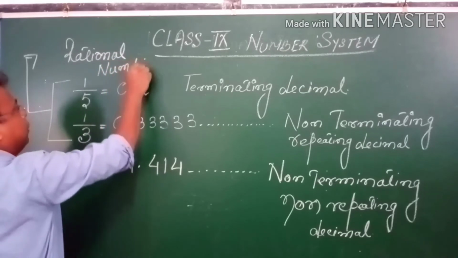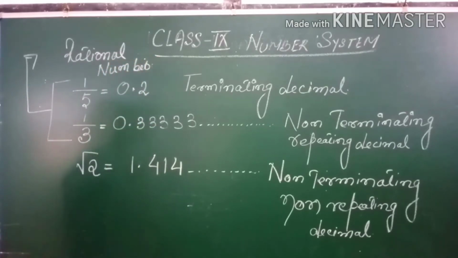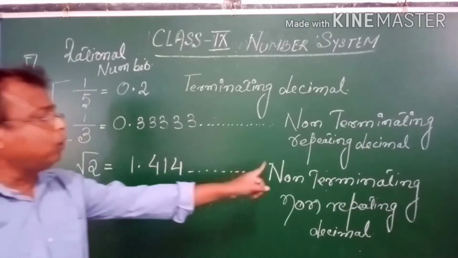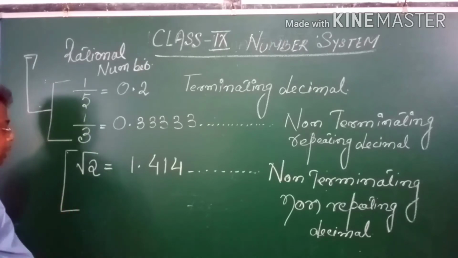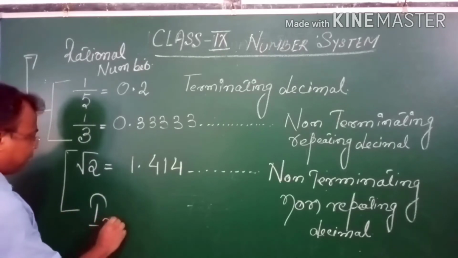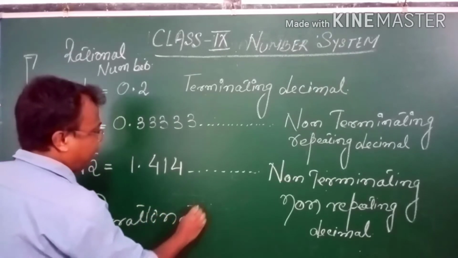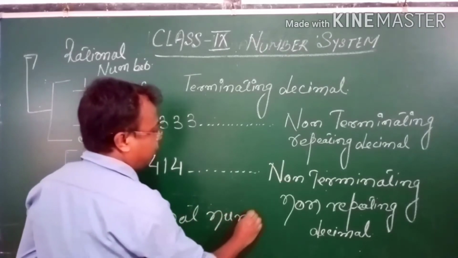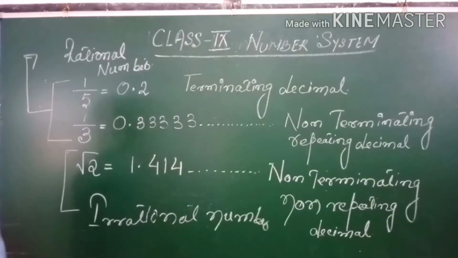When you get the decimal expansion of some number that is non-terminating, non-repeating, such numbers are called irrational numbers. That one I am going to discuss now. Such numbers are root 2, root 3, root 5, root 6, root 8, and so on. These are called irrational numbers.